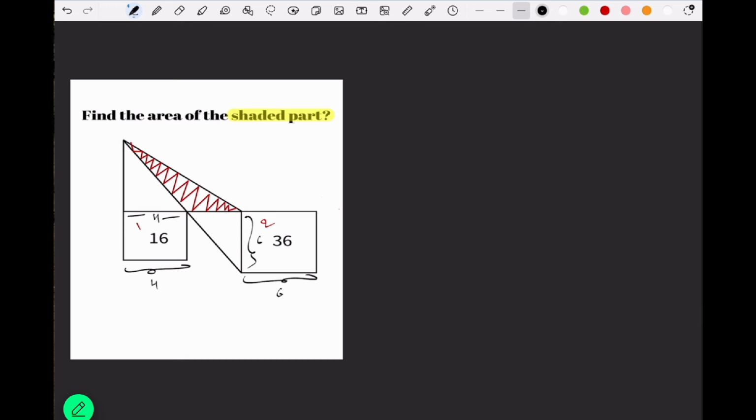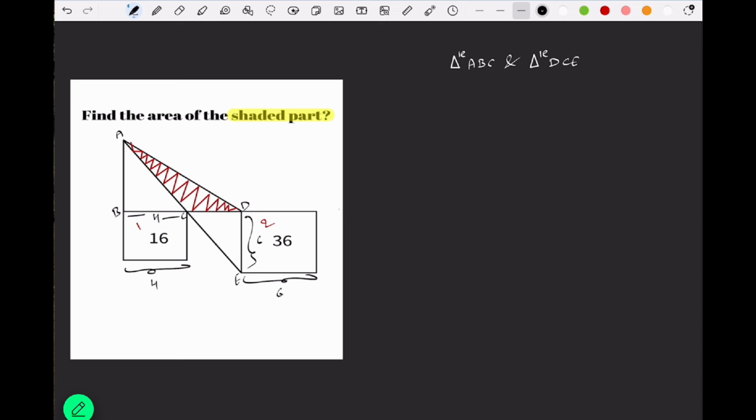Now let's mark some points in the diagram. I am naming this one as A, here it is B, here it is C, and it is D, and this one as E. Now I am trying to bring out two similar triangles from this entire diagram, that is triangle ABC and triangle DEC. Now let's prove these two triangles are similar.